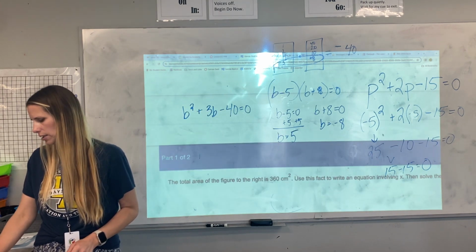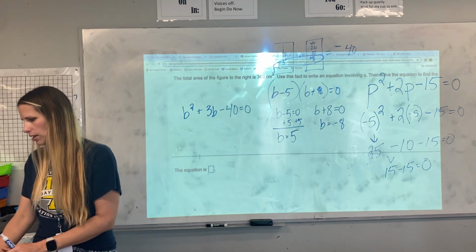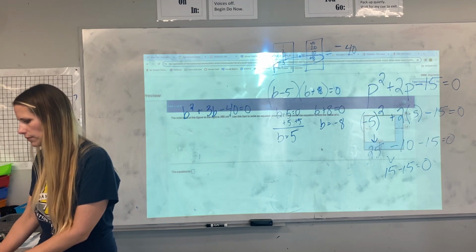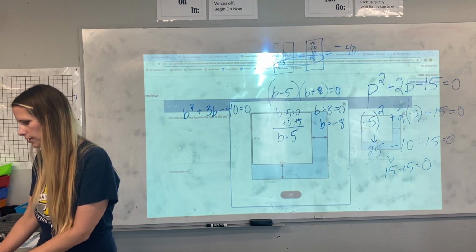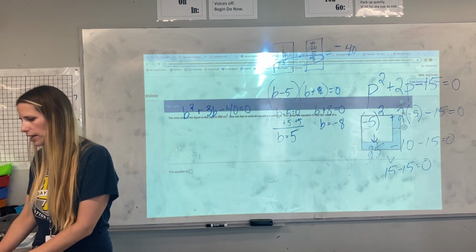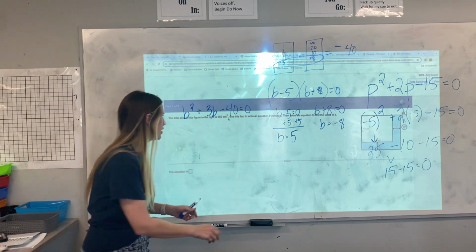We could plug it in to check. But this one is, oh good, there are 2 parts to it. Oh, and when you pop it out, it covers up the question, so that's not helpful at all. It says the total area of the figure to the right is 360. Oh, why don't I erase this first?